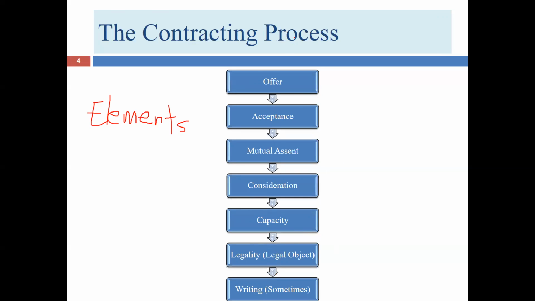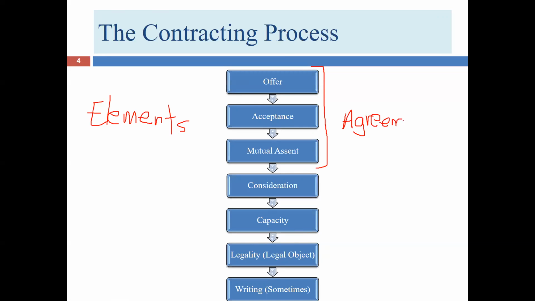The first item on our list, the first element, is going to be offer. But I want to pause right there and say it's really not an element of a contract. So I'm kind of lying to you here. This is an element of something else that is an element of contracts, because all of this is an agreement. These are the parts we need for an agreement. An agreement is an element of contract.